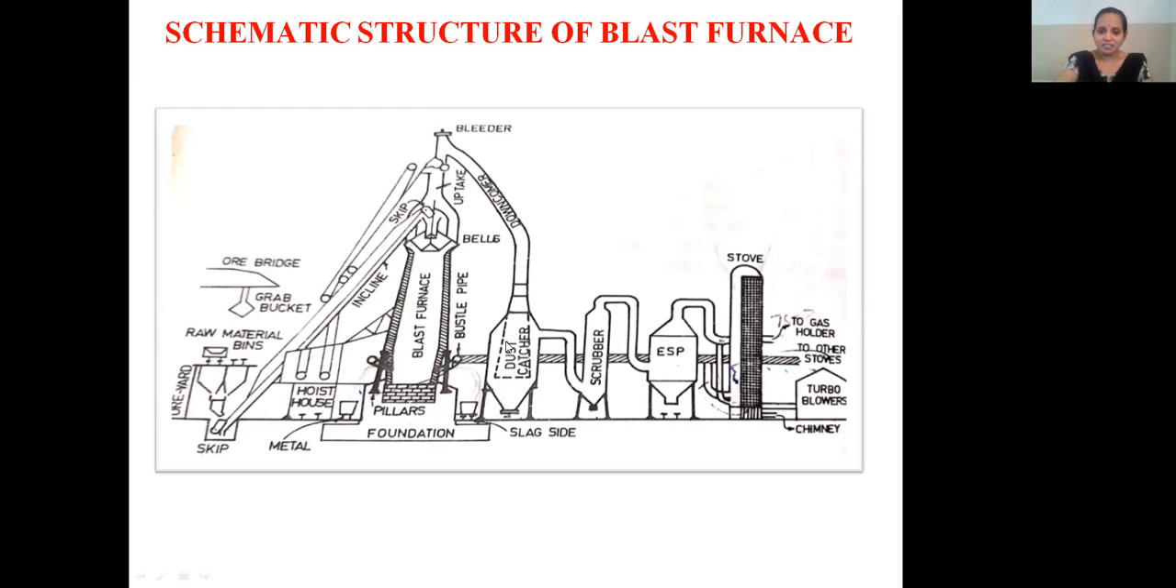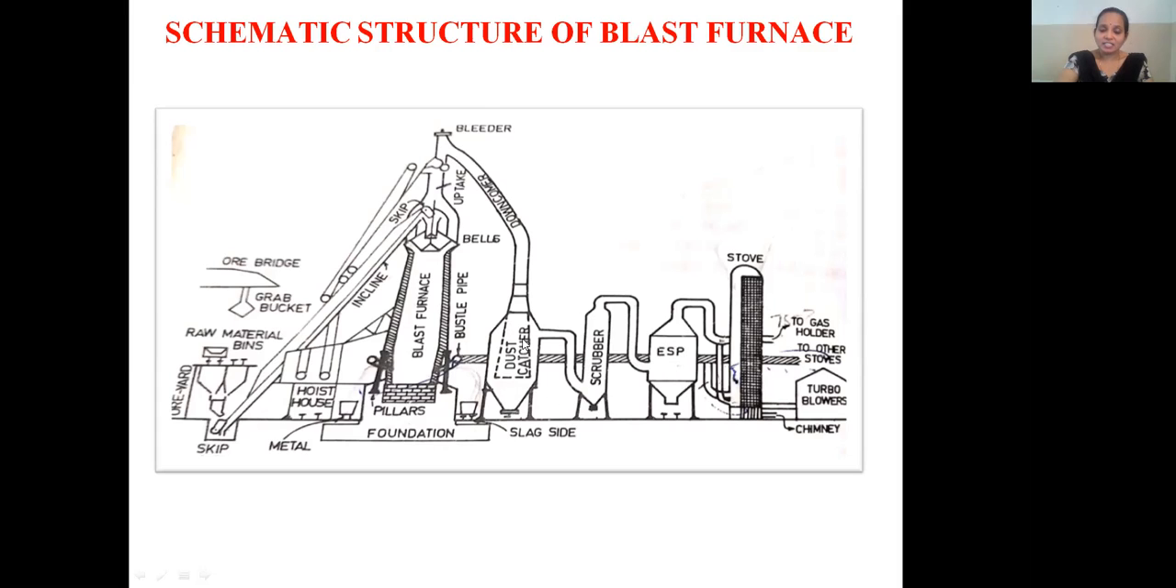Here you can find the dust catcher, scrubber and ESP. In the dust catcher, coarse cleaning of the gas takes place. The coarse cleaned gas next moves to the scrubber, the wet scrubber. Here, semi-fine cleaning of the gas takes place. The semi-fine cleaned gas next moves to the ESP, the electrostatic precipitator.